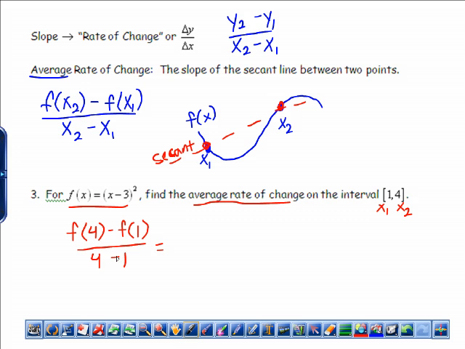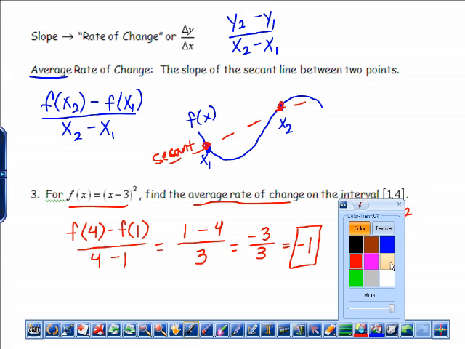I'm not even going to do the graph. We can do this completely without the graph. So 4 minus 3, that's 1, and 1 squared is 1, minus, and then f of 1, 1 minus 3 would be negative 2, and you square that, you get 4. So it kind of bumped back the same numbers. We have a 3 on the denominator. So 1 minus 4 is negative 3, over 3 gives you negative 1. So in this particular problem, the average rate of change is negative 1.